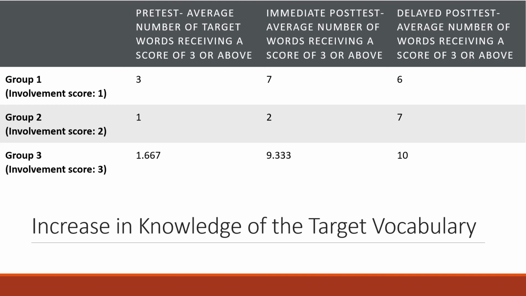above. And of course, it's not expected that there would be more on the delayed. It's actually expected that they might forget a little bit after a while, so this is a bit surprising. And then in group 3, an average of 1.667 words got 3 or above on the pretest, and then on the immediate post-test, 9.333, and on the delayed post-test, 10 words got 3 or above. And again, these are the averages for each group.